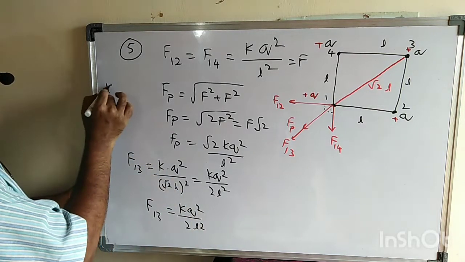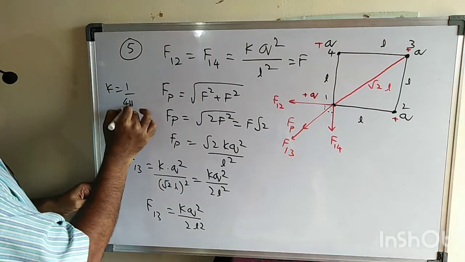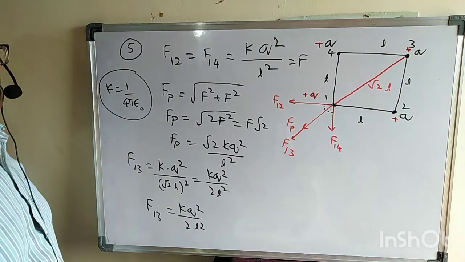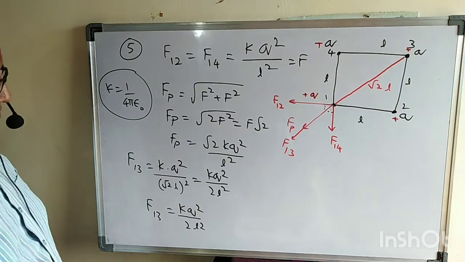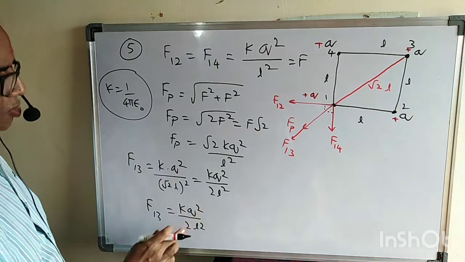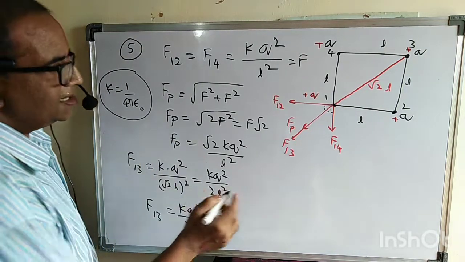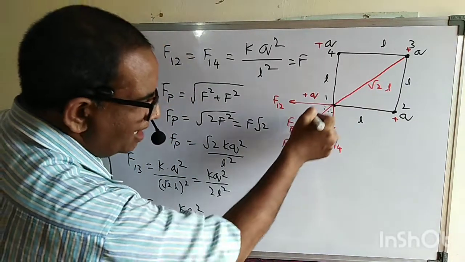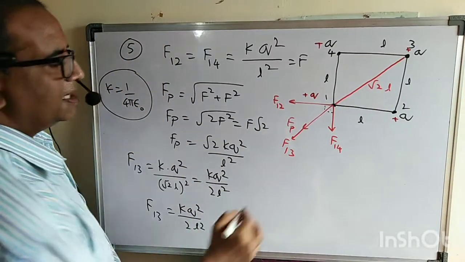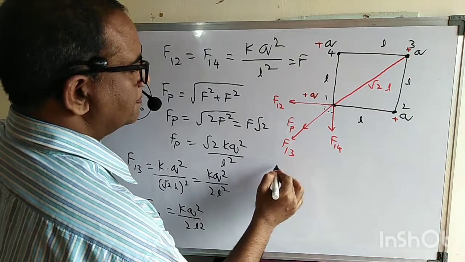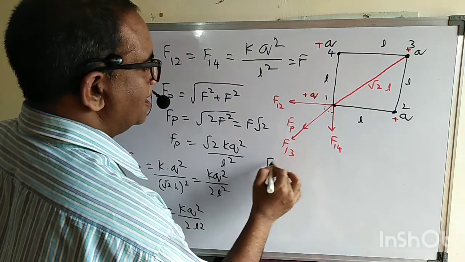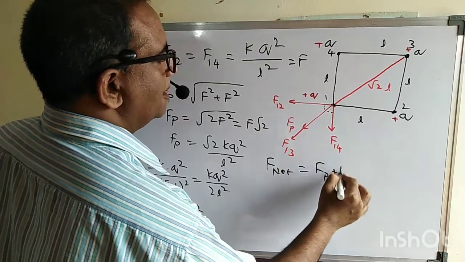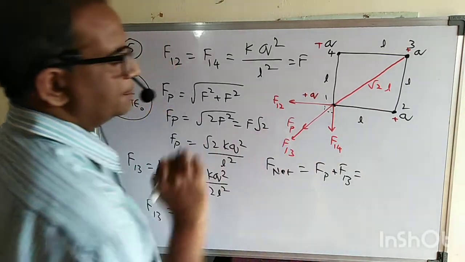Remember, the K value is 1 by 4 pi epsilon naught. That we will substitute at the end, that's why I have not substituted here. F13 equals KQ square by 2L square. Then observe here, FP is in this direction, F13 is in this direction. Therefore, what is the F net here? F net is equal to FP plus F13.